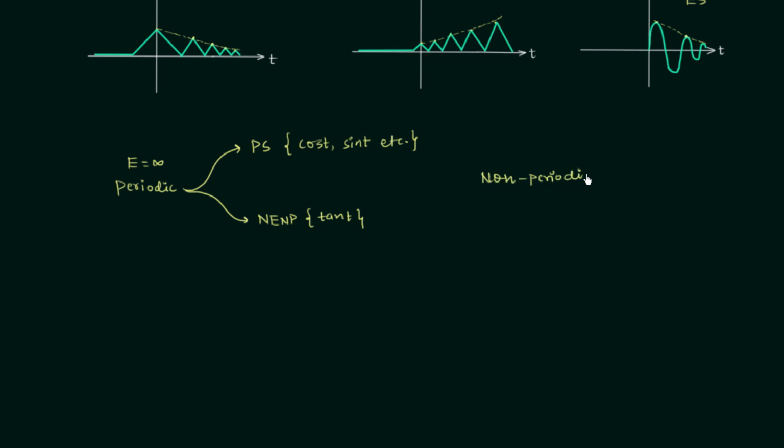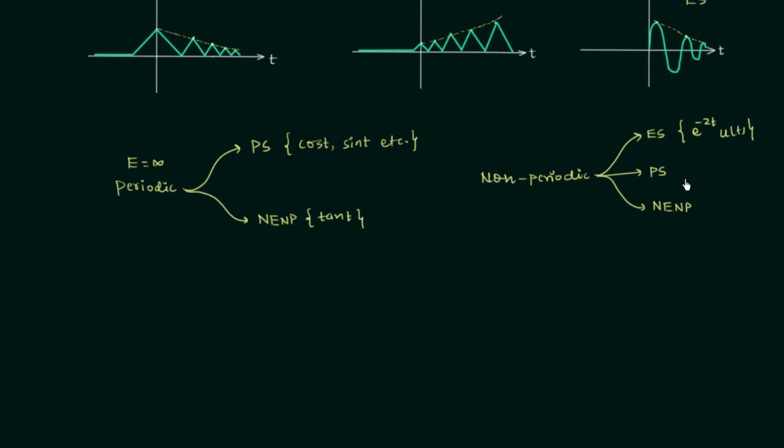For non-periodic signals, there are three possibilities. The first possibility is that the signal is an energy signal. The second possibility is that the signal is a power signal, and the third possibility is that the signal is neither energy nor power signal. Now let's see one example in which the signal is non-periodic and an energy signal. The example is e raised to power minus 2t u(t).